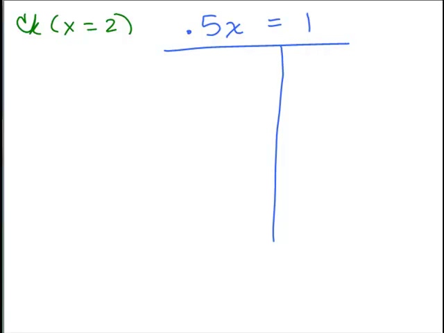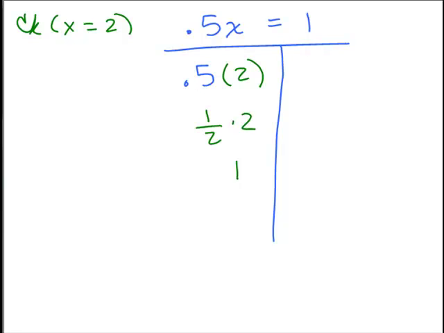But of course, we always check it. So let's put in 2 for x. So we have 0.5 times 2, and then we have to do that. Two ways of thinking of that. Some people might just say, oh, that's 1/2 times 2 and get an answer of 1, right? That's one way somebody might do it.